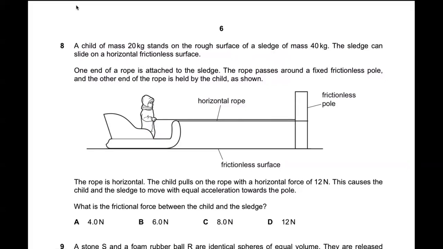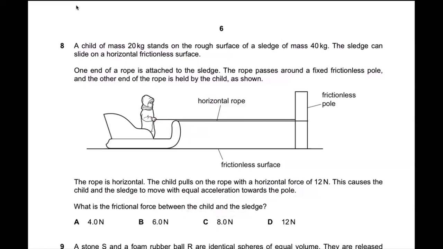So the surface of the sledge itself is rough, but this surface is frictionless, right? So there is some friction here. The rope is horizontal. The child pulls on the rope with a horizontal force of 12 Newton. This causes the child and the sledge to move with equal acceleration towards the pole. So both of these move towards the pole. What is the frictional force between the child and the sledge?